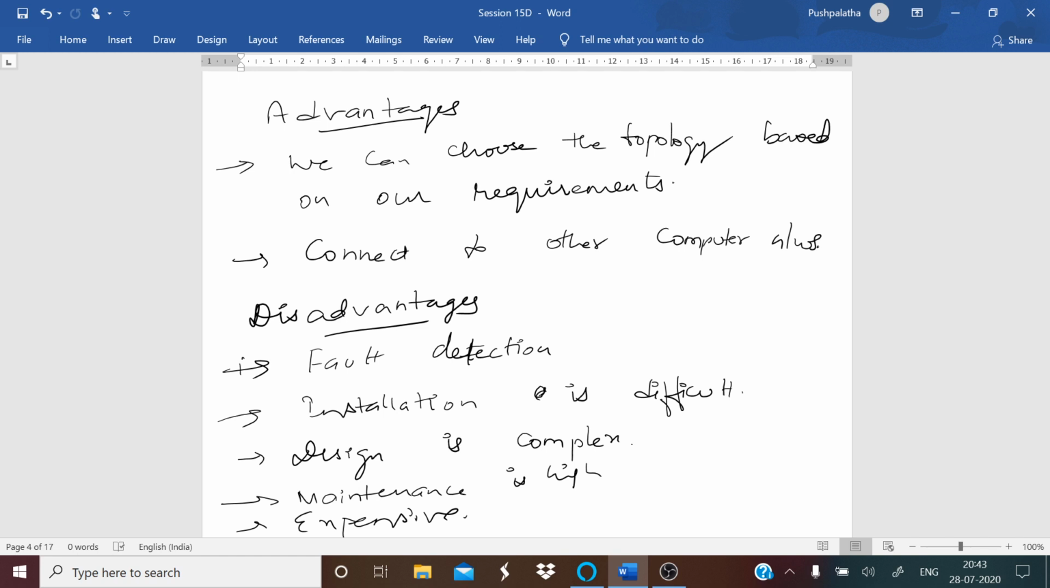Okay, so these are the different types of topologies that we have, and we have learned about the bus topology, star topology, mesh, ring, hybrid topology and tree topology. So with this, let us end this session now and continue with the types of cables in the next class. Thank you.